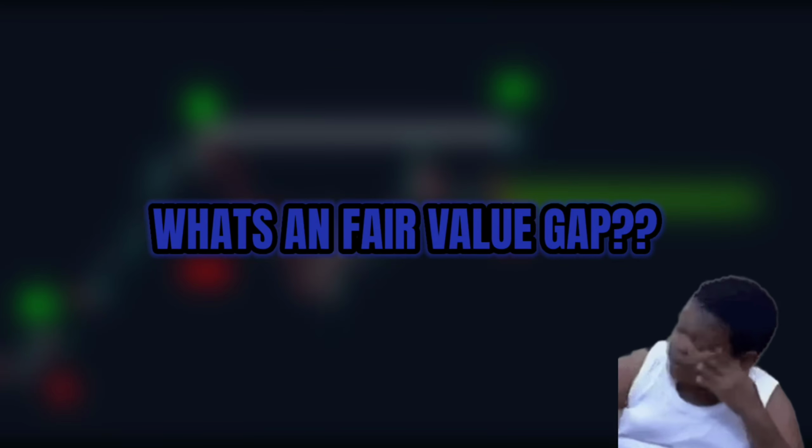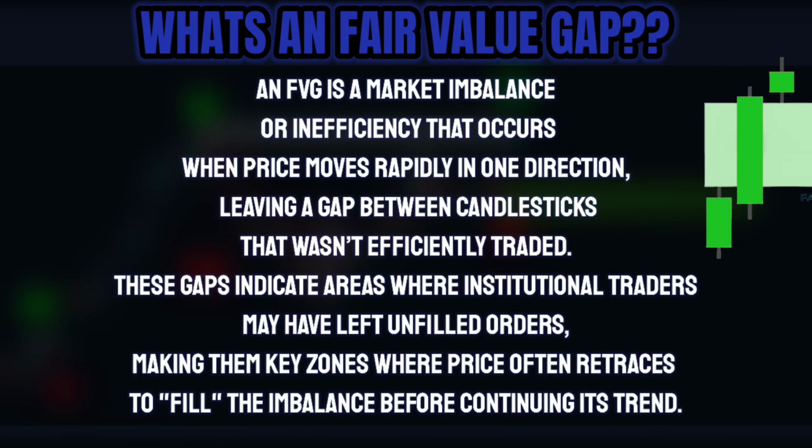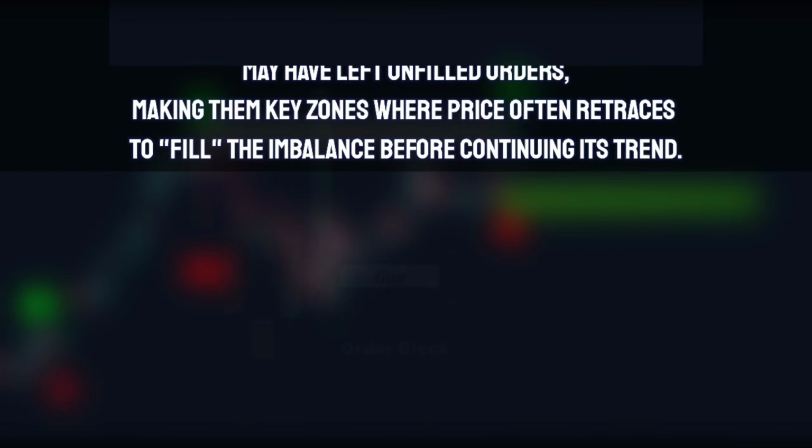But what is a fair value gap? An FVG is a market imbalance or inefficiency that occurs when price moves rapidly in one direction, leaving a gap between candlesticks that wasn't efficiently traded. These gaps indicate areas where institutional traders may have left unfilled orders, making them key zones where price often retraces to fill the imbalance before continuing its trend.